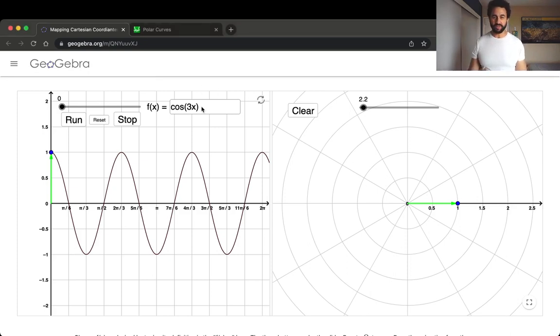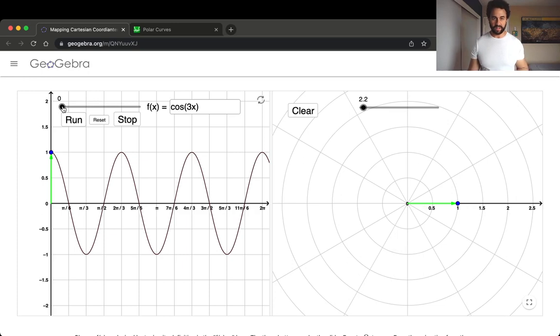So the curve that we're looking at here is cosine of 3x. So this is the standard cosine curve, but three times as fast as normal. And just like I was showing you before, there's this green arrow here, and that indicates the displacement from the pole. This is the Cartesian curve of cosine 3x. And then what's going to happen is it's going to produce the polar curve over here. So let me just start by doing it manually, and then I'll let it run.